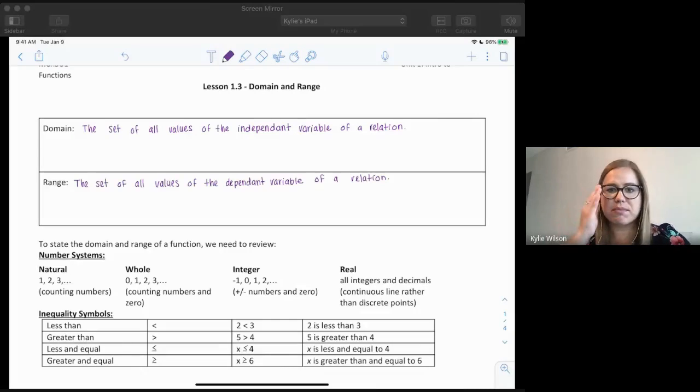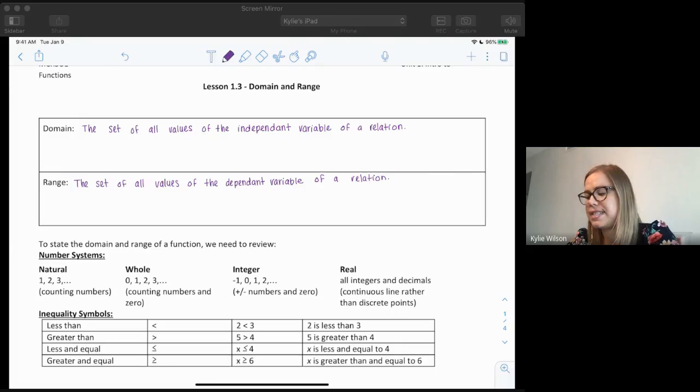Okay, so we are officially starting lesson 1.3, and that is domain and range. You've actually done domain and range before in grade 10, but it was very specific to parabolas only. Now we're going to be looking at a wide range of functions and relations and looking at the domain and range of those. So to start, we need to go over our definitions of domain and range.